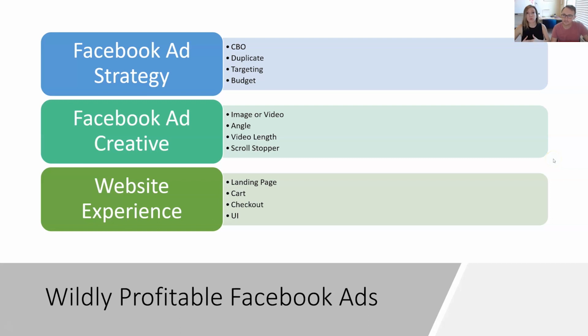All right, guys, so when it comes to making wildly profitable Facebook ads, there are 3 things that are in your control. The first is Facebook ad strategy. So that's how you're setting up your campaigns, your budget, and your targeting. The second is your Facebook ad creative. So that's your copywriting, your image, your video length. And the third part of it is website experience. So this is your website, your landing page, your product page, the user experience.